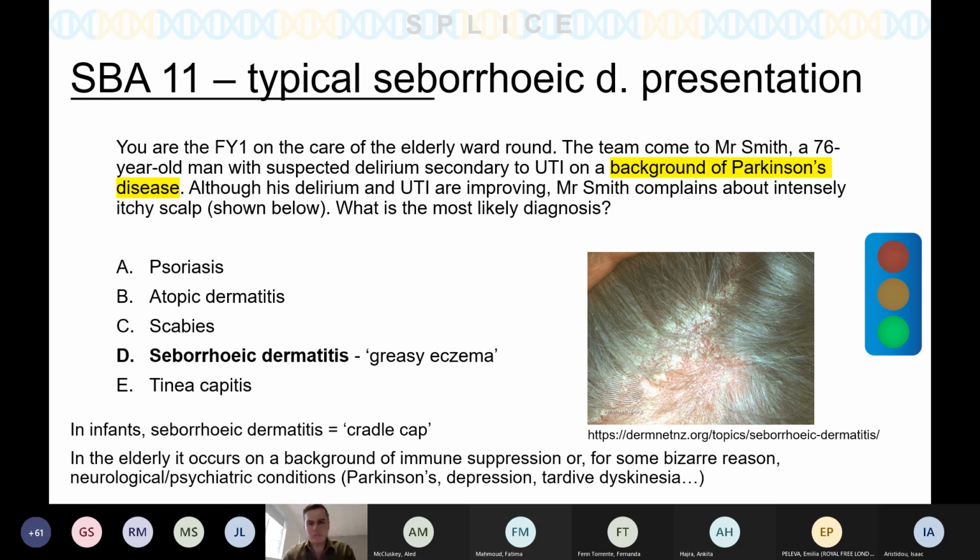And then for some reason, maybe Amelia can tell us, it has a weird association with neurological and psychiatric conditions. So if you go into a psych ward, you might see an inpatient with this. I have no idea why that is. I'm not sure either. We do know it's associated, but I can't tell you why.